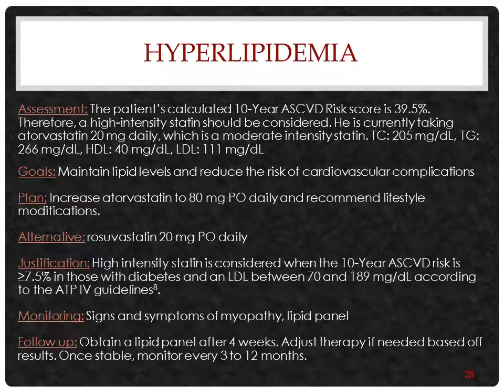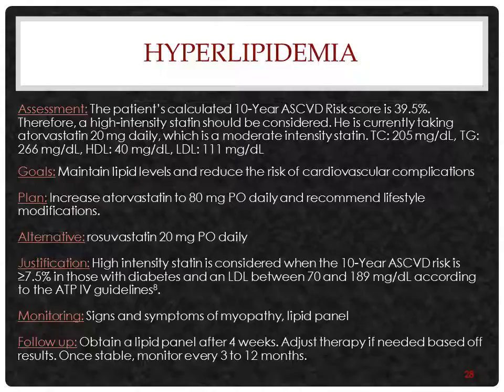Problem number 4 on this patient's list is hyperlipidemia. The assessment is that the patient's calculated 10-year ASCVD risk score is 39.5%. Therefore, a high-intensity statin should be considered. He is currently taking atorvastatin 20 milligrams daily, which is considered a moderate intensity statin.